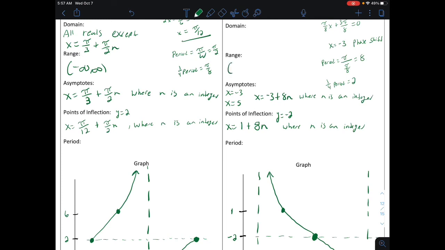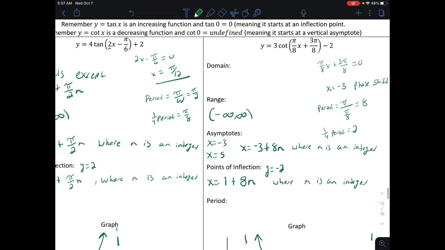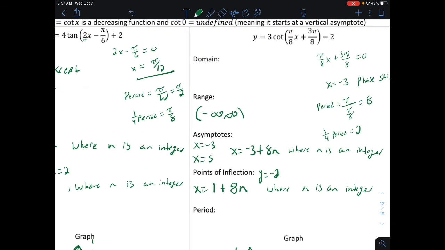The range of cotangent is all real numbers. And now the domain. The domain of cotangent is going to be all reals except for where it's undefined, which are at those vertical asymptotes. So we'll say all reals except. Now we have the expression that represents our vertical asymptote, so we'll say except where x is equal to -3 plus 8n, where n is an integer.